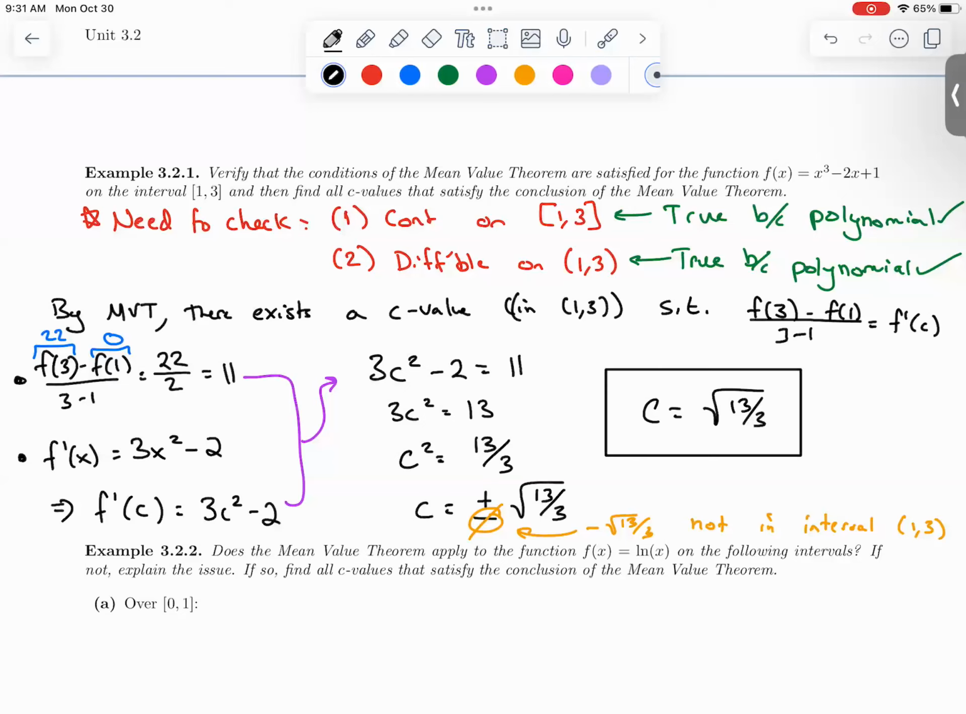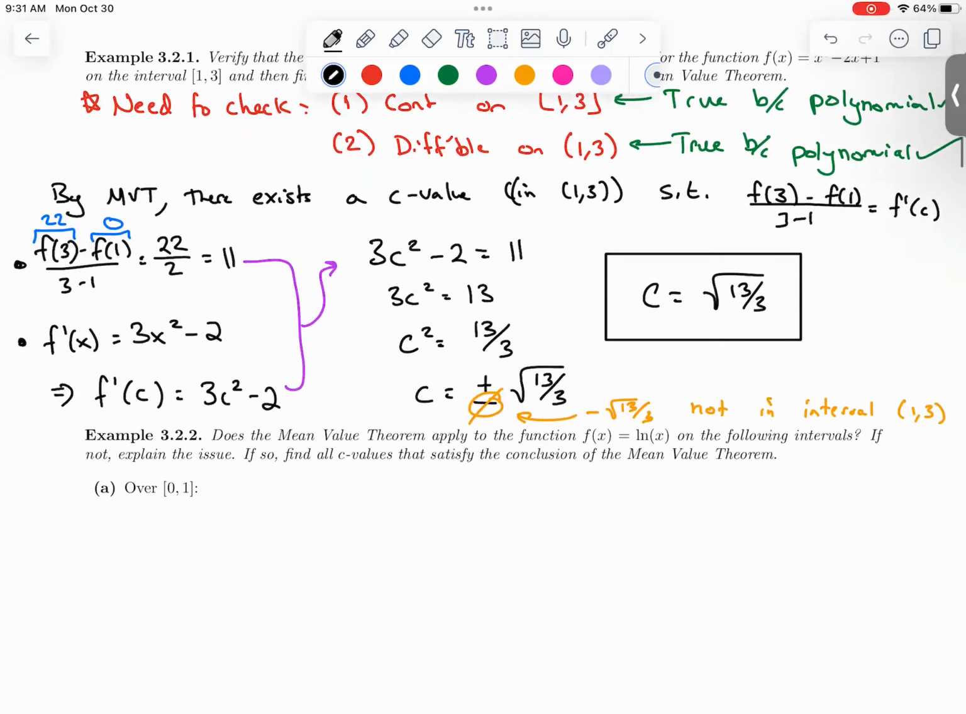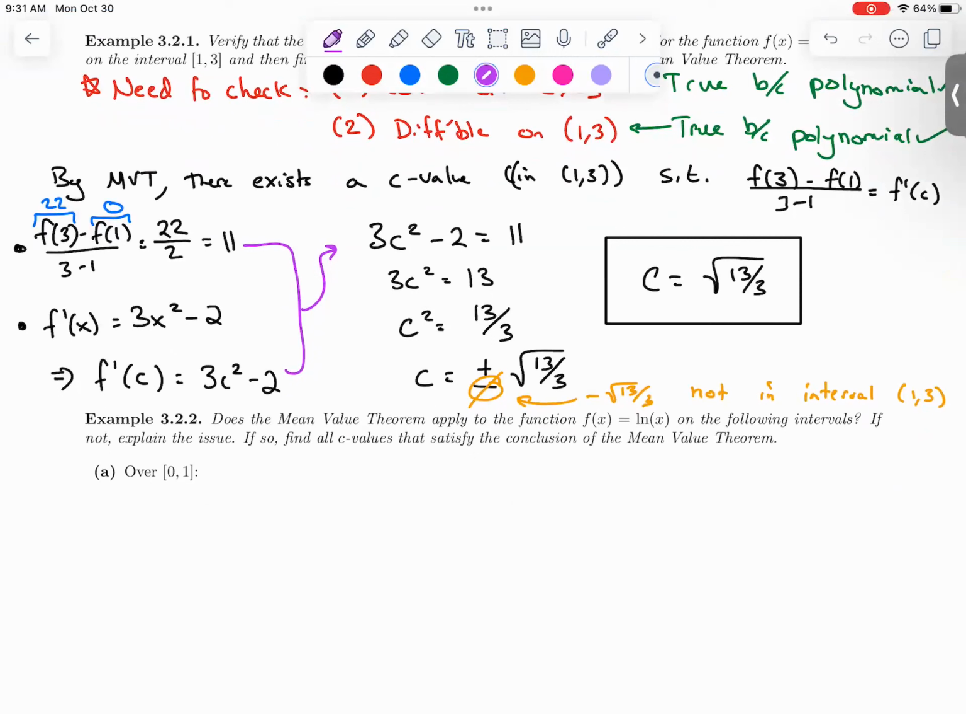Now, granted, there is a value of c that will work. It's just not within our interval. What the mean value theorem says is there's at least one in your interval, but there could be more. If you were to draw this function, x cubed minus 2x plus 1, it's going to start out negative, and it should look something like this. I think it only has one real root.